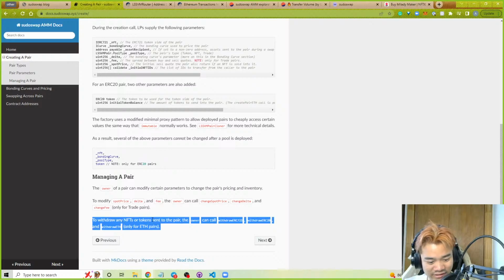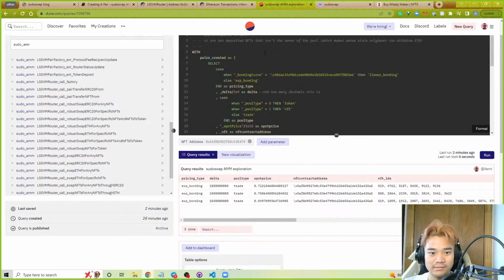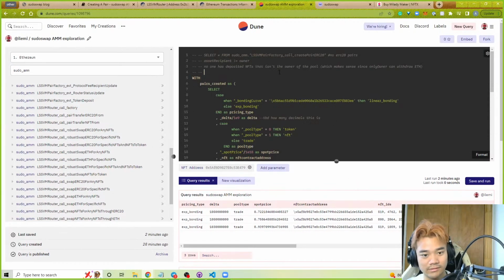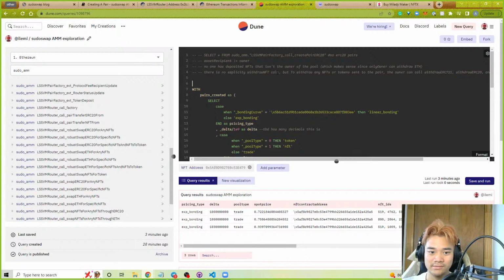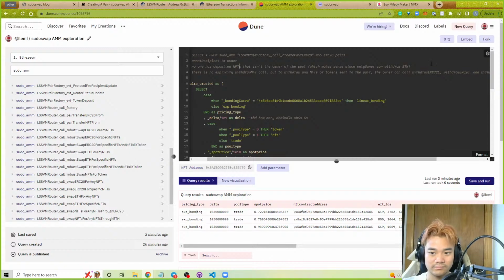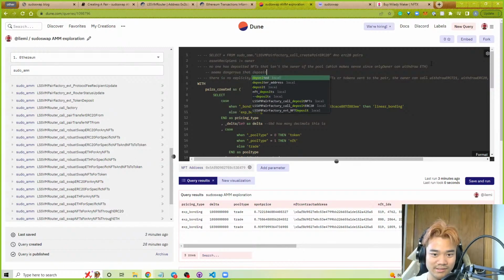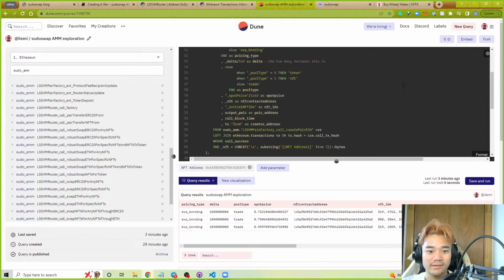Oh, it says here to withdraw any... Okay, this is important. There's no explicit withdraw NFT call. But it seems dangerous that deposit NFT has no check for owner. Maybe I'm missing something. Okay.